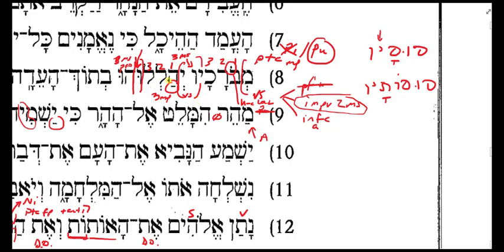Now, what do I usually have in root 2 for Piels and Puals? Usually a dagesh forte. Why did my dagesh forte fall out? That's a good guess. Eventually, that's the right answer.